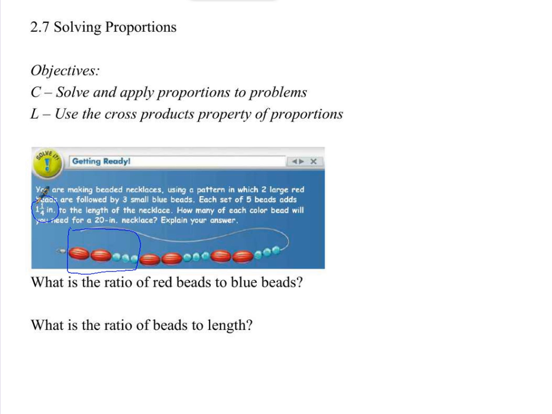20 inches. So my variable here needs to be how many of these sets do I have? So I'll just call that X, the number of sets that I'm using in my necklace. I don't know how many sets it's going to be, but I do know that each set is 1 1/4 inches. I'm going to make that an improper fraction, not a mixed number. I don't like mixed numbers very much. So I'm going to make that 5/4 of an inch in one set.